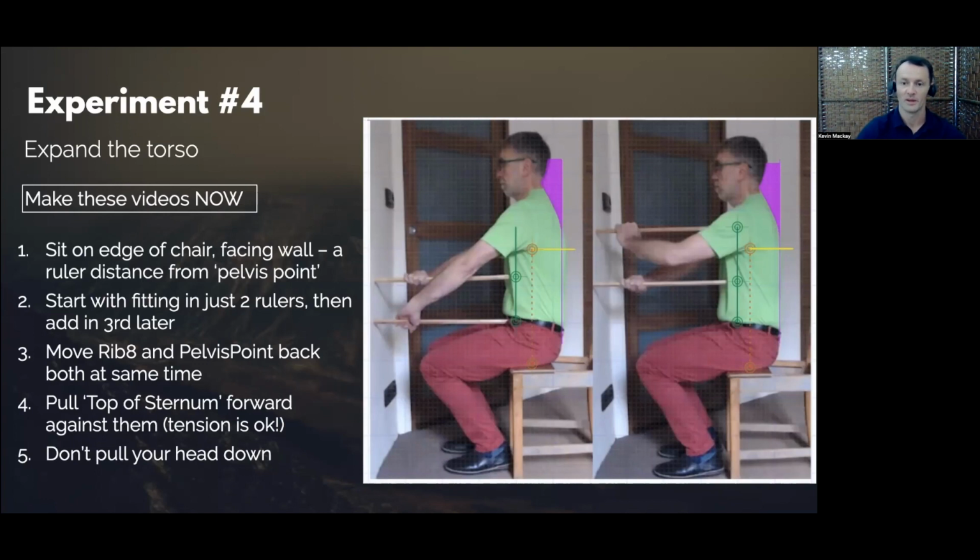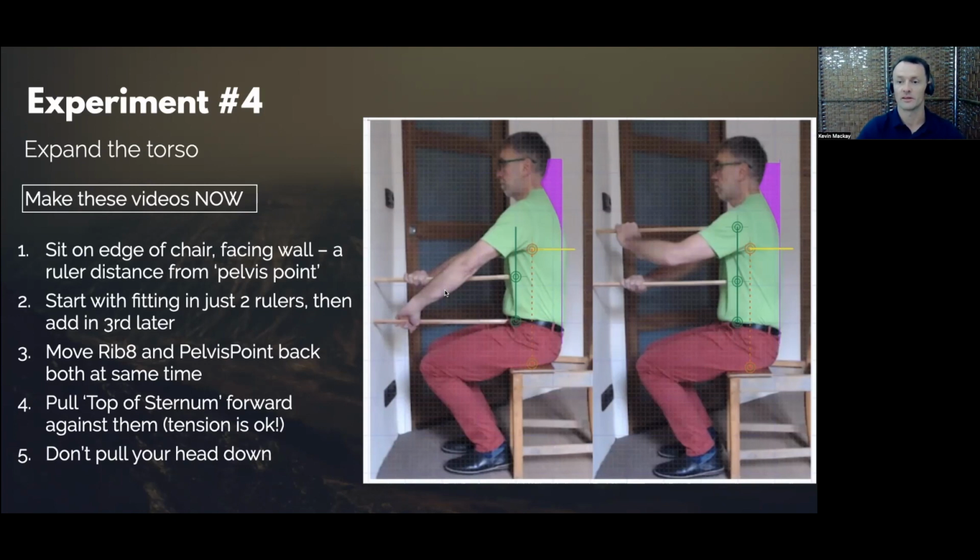So get the rulers, and it's best to start with 2. Sit on the edge of a chair like this, with your feet further back than your knees, and place the ruler between the pelvis point and the wall. You'll need to adjust where you're sitting and how close the chair is, so that you get the exact ruler distance like this. That's your first movement. If you look at yourself at this point on the video, make sure you're recording.